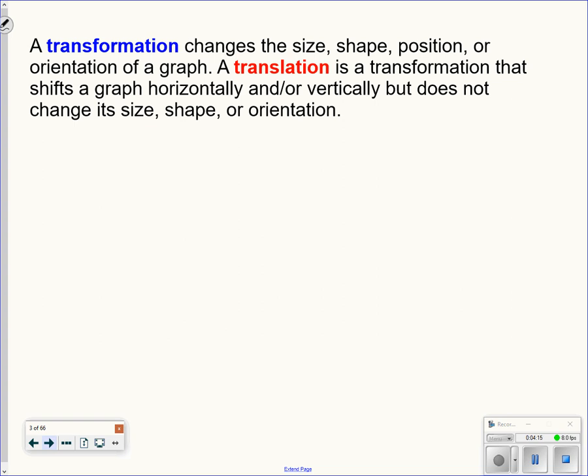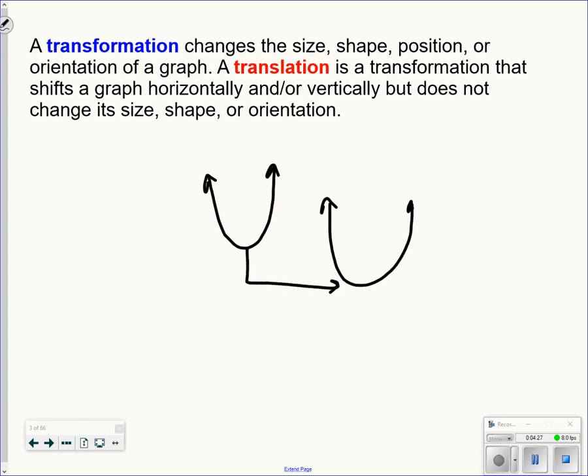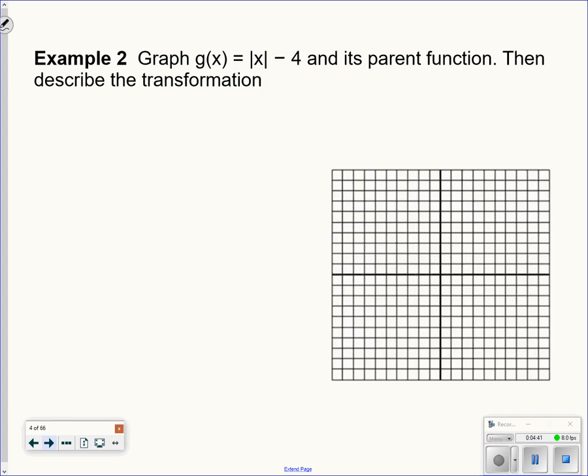So if I have a graph, and all I do is move it, it's the exact same picture. This particular graph was translated from this point to this point. So again, you are not changing the size, the shape, or the orientation of the graph, you're merely moving it. That is called a translation. Now, how does a translation work? Well, if you have a parent function and you add or subtract something to it, that is a translation.